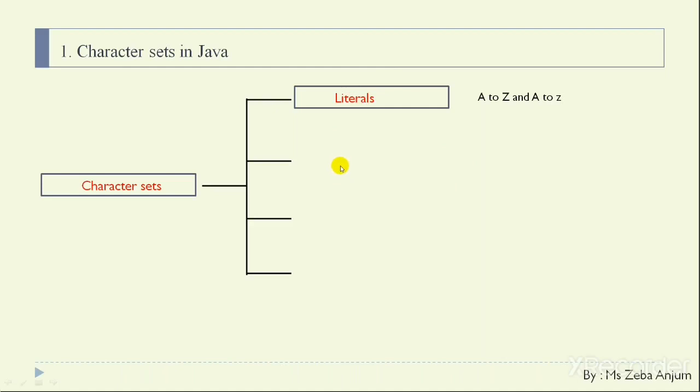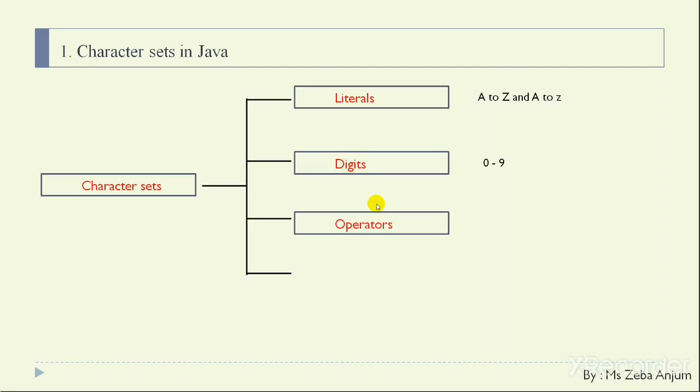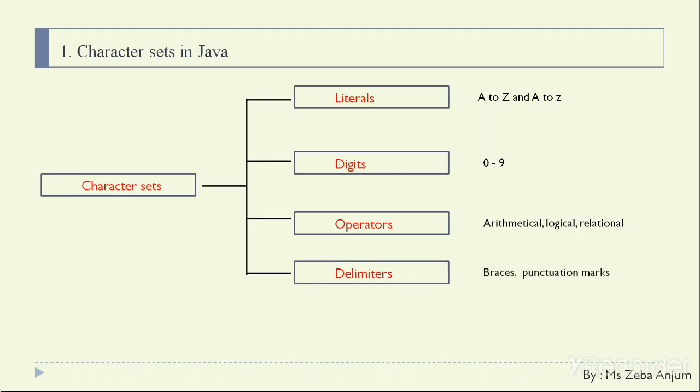The second character set that we are going to see are your digits. We are using digits 0 to 9 in computer programs, and those are contained in this category. The third one we are going to see are operators. Basically, operators are used to solve some mathematical operations. We will see in the upcoming chapter the operators in detail. Here we know the categories of operators: arithmetic operators, logical or relational operators. The last character set that we are going to see are delimiters. Delimiters are basically your braces or your punctuation marks that we are using in our computer program.